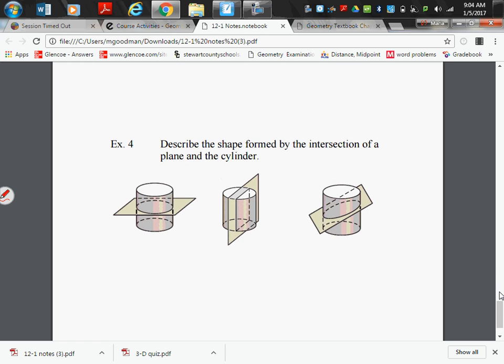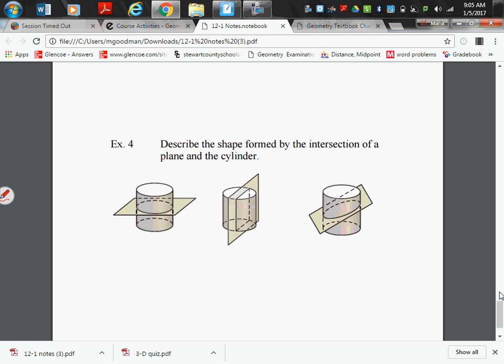Alright, so here's what we're starting to do today. This is called cross section. To me, this is hard because I do not visualize things in 3 dimensions well. So it may be something that's easy for you to see, but hard for others to see because some people cannot visualize 3 dimensions in their head.